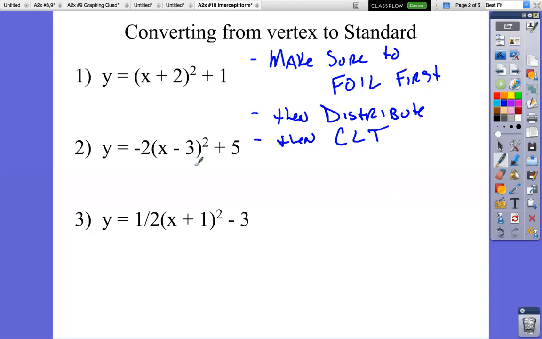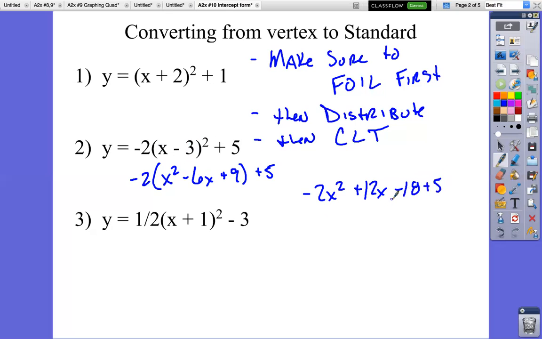All right, so again, I'm going to walk you through this one. So I have to write this first, right? When I square this, it's x squared. 2 times x is 2x times negative 3 is negative 6x. And negative 3 squared is positive 9. So we FOILed first. Now we distribute. And then you combine your like terms.